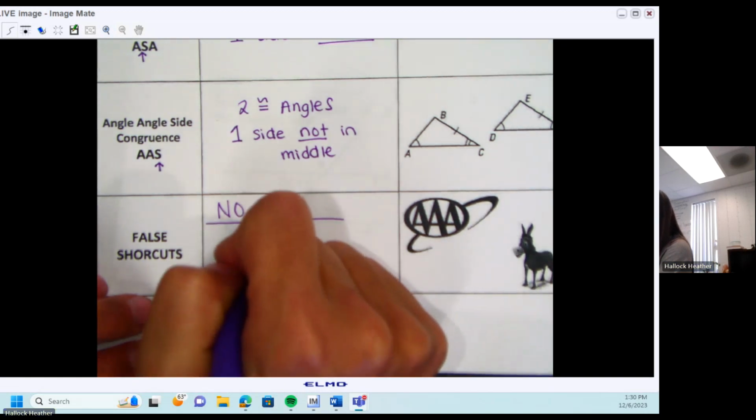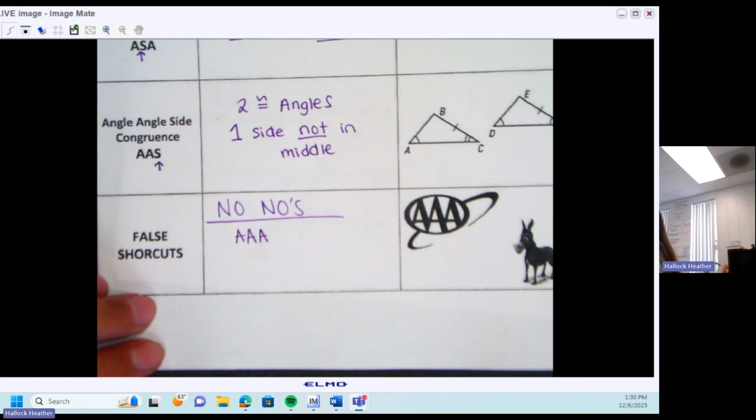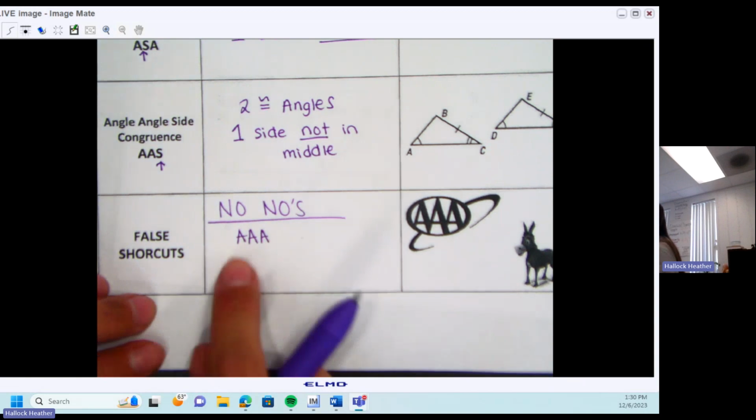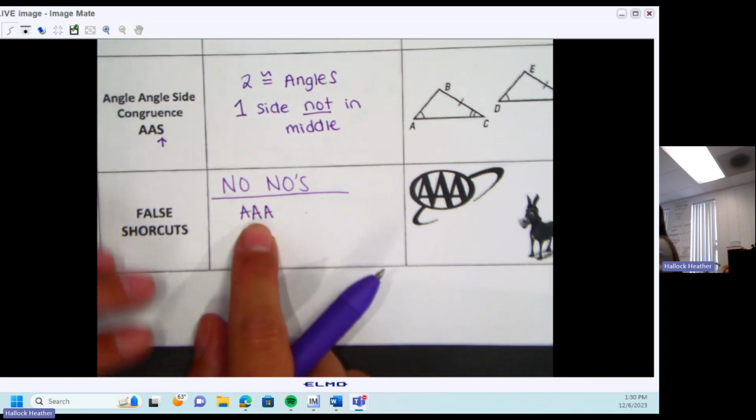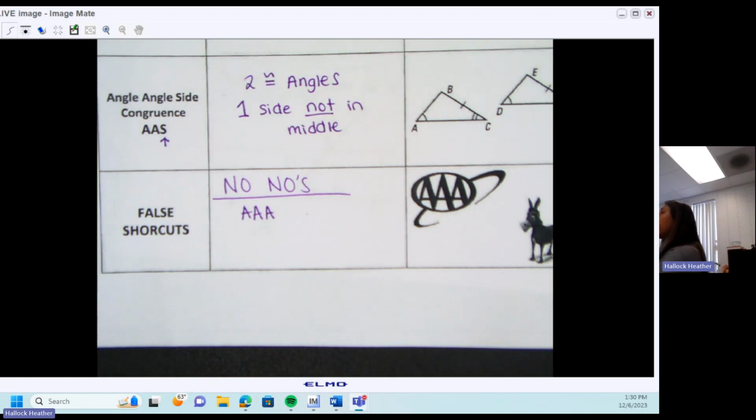AAA. AAA is a car company that comes and saves you whenever you're broken down. You call AAA, they come get you. AAA is not used. It's not allowed to be used because you could have a very teeny tiny triangle that has the same angle measures as a really big triangle, because they don't talk about the side lengths at all. So you can't use AAA.